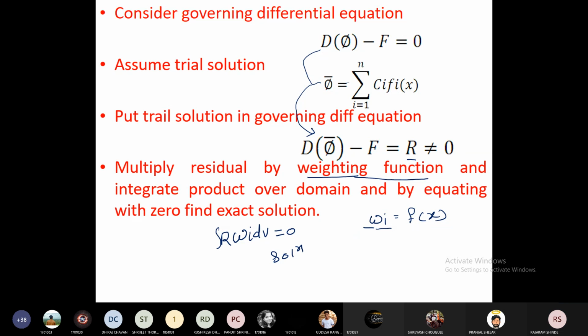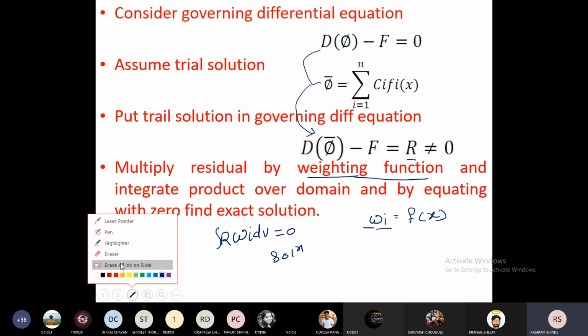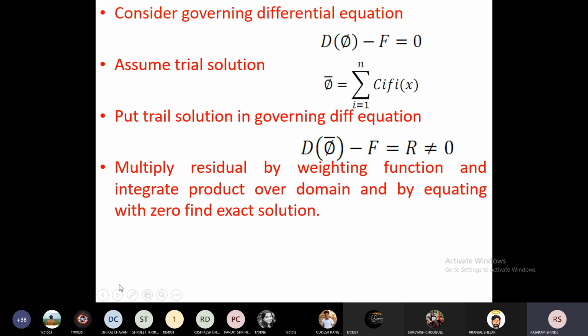Now, have you got these steps? Shreyas, if you have any doubt you can ask, because this concept is new for you. Here I have written R wi equal to 0. R wi dV I have to equate with 0.